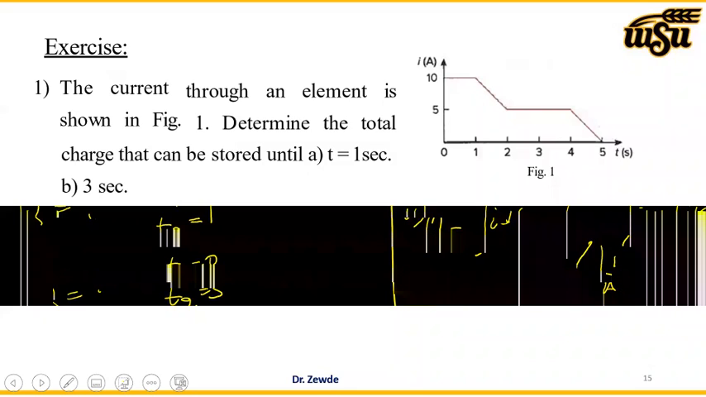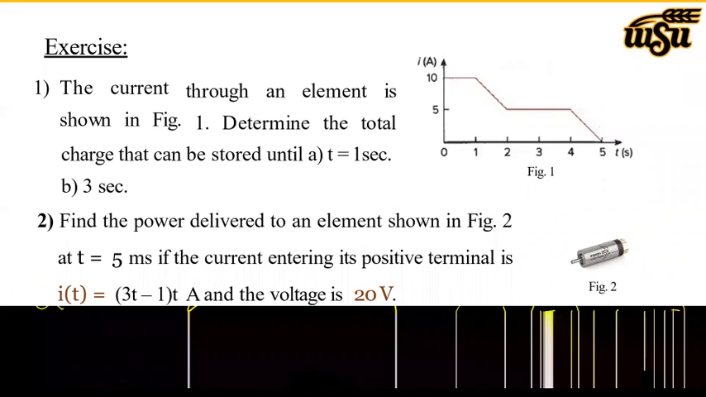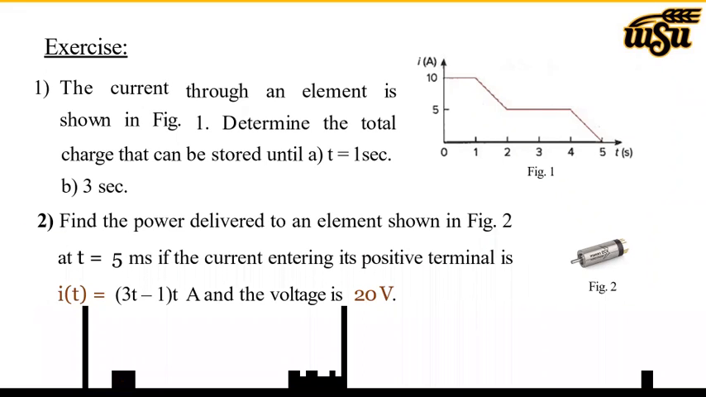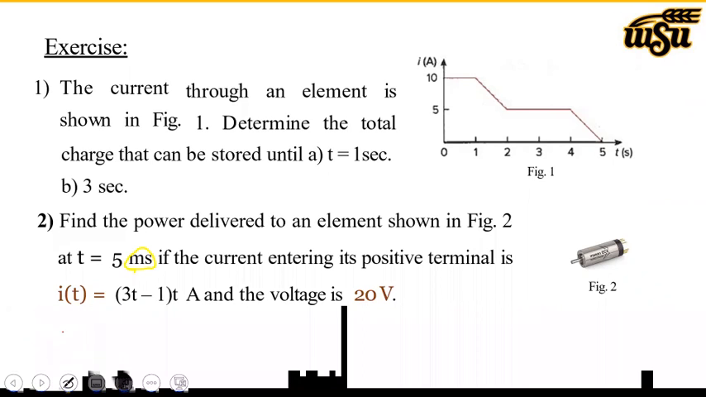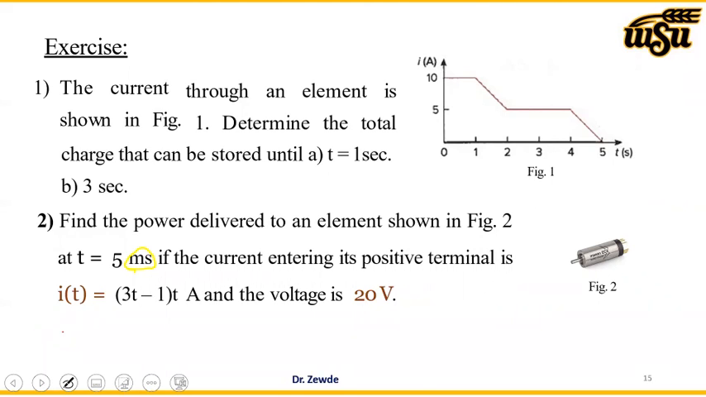That's for the first case. Now in the second case, we are given the current I, which is 3t minus 1 times t, and the voltage. And the question is determine the power when t equals 5. Now keep in mind, this is milliseconds. That's the only thing we need to be very careful about. If you just forget the milli, then the answer will be completely different.